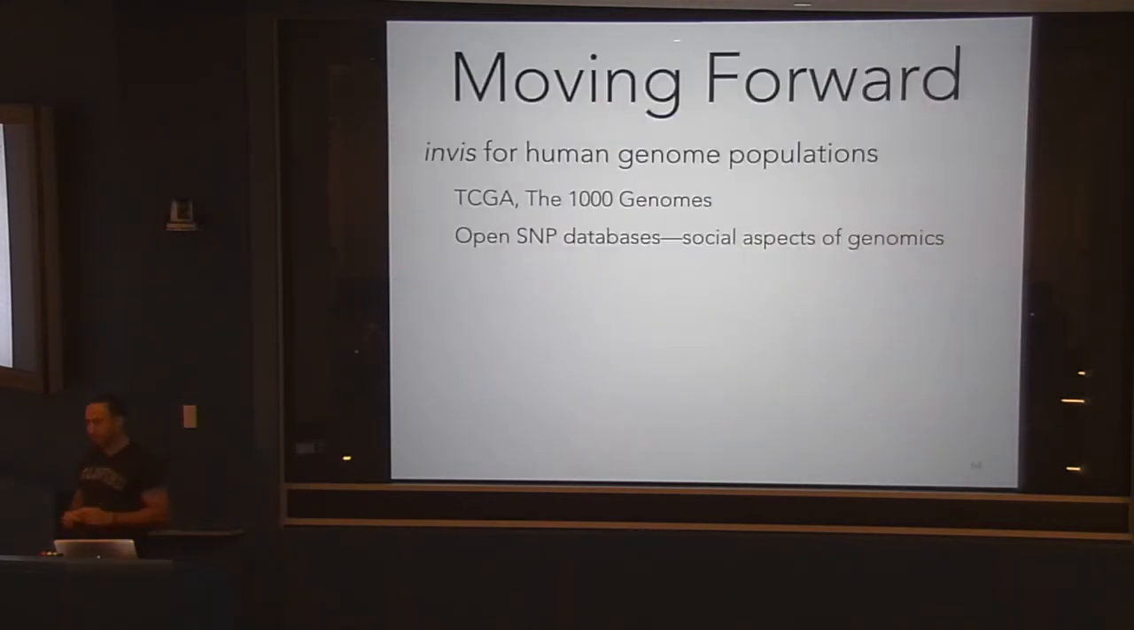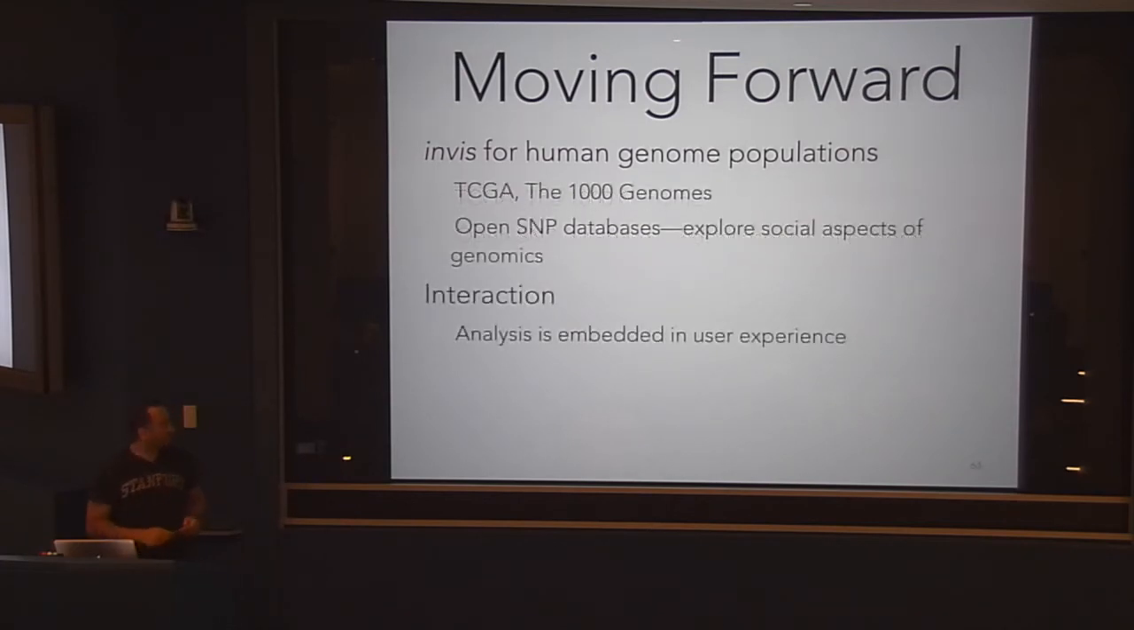For invis, we are currently working to make it useful for human genomes. So I would like to be able to explore large collections of human genome populations with invis. We are going to probably release a version of invis in January, where you are going to be able to visualize TCGA or 1,000 genome data sets with our tool. Of course, there are websites or databases where people go and upload their own genomes, their own SNP data sets.